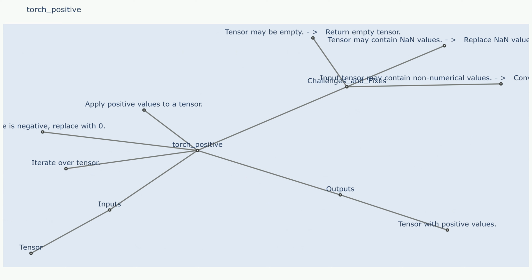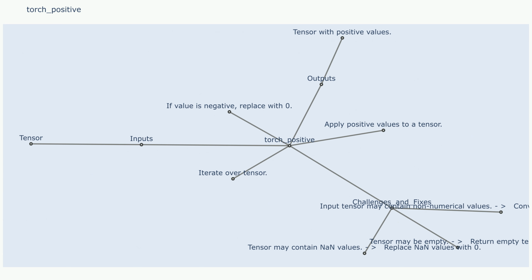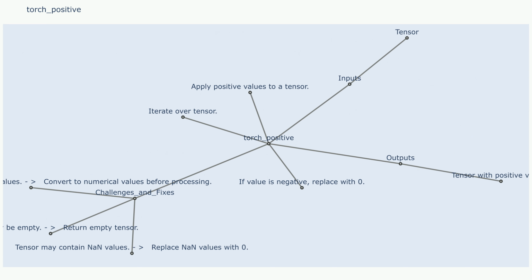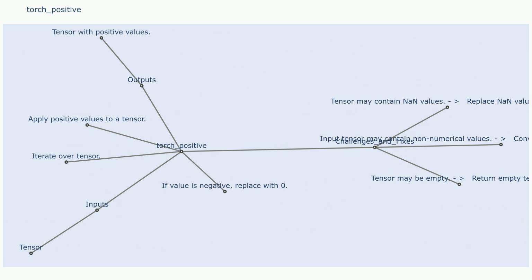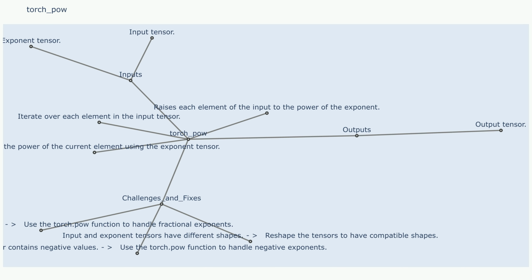Challenge 2: maintaining the shape and data type of the input tensor. Sample use case that resulted in challenge 2: an input tensor with a specific shape and data type. Fixes to challenge 2: the output tensor from torch.positive retains the same shape and data type as the input tensor, ensuring compatibility in further operations.